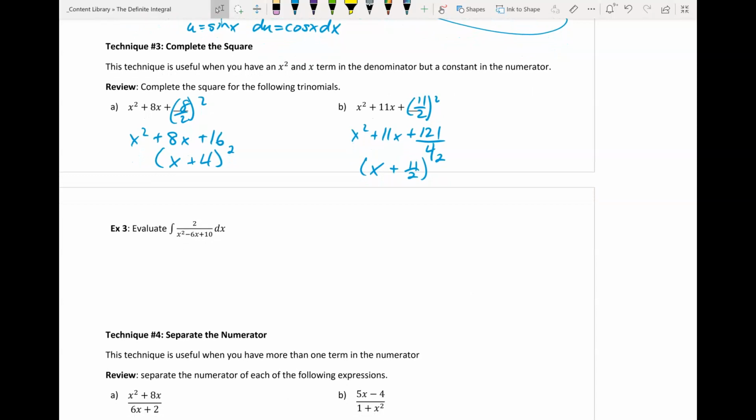Now we're going to go ahead and do this with an example with an integral. So every time you see a number over some sort of quadratic, you can maybe try to complete the square and see if that would help. So you could integrate it in an easier way. So we're going to try to complete the square in the denominator. So 6 divided by 2 is 3, and then squared is 9. Then we're going to subtract that 9 and the 10.